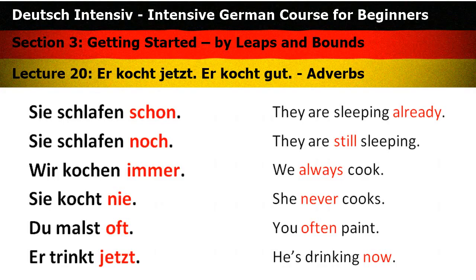Adverbs may be categorized in different ways, but here you can see some examples of adverbs referring to time. Temporal adverbs. They do not derive from adjectives. Some examples include schon, noch, immer, nie, oft, jetzt. Here we can see how they are used. For example, Sie schlafen schon. Sie schlafen noch. Wir kochen immer. Sie kocht nie. Du malst oft. Trinkt jetzt. Now you can repeat, please.